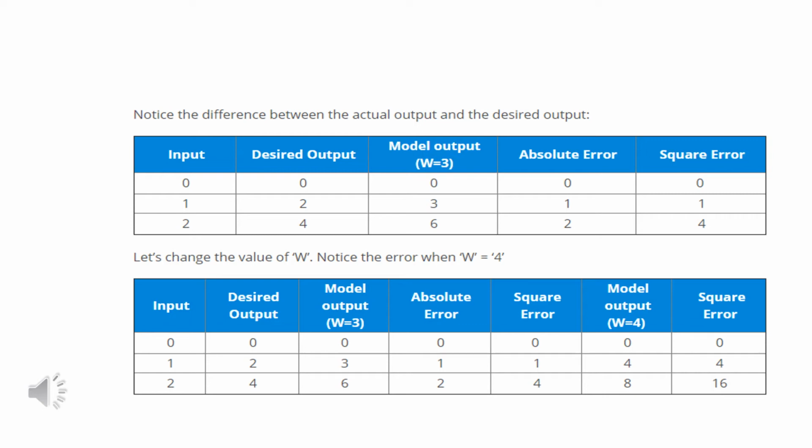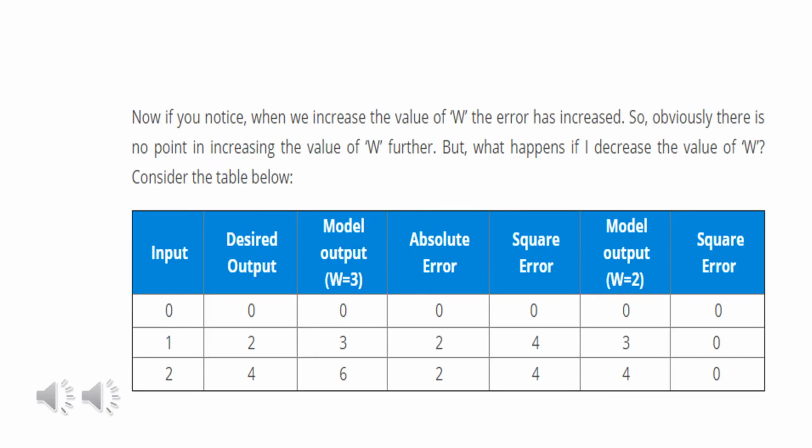Notice the error when W is equal to 4. So the absolute error and square error of the above table we have calculated. Now the model output when W is equal to 4 is 0, 4, 8 respectively, and the square error of the model output is 0, 4, 16. Now if you notice, when we increase the value of W, the error has increased. So obviously there is no point in increasing the value of W further.